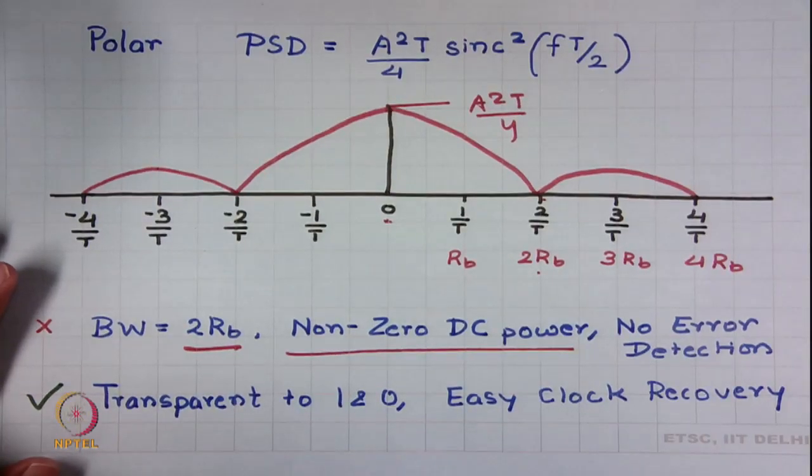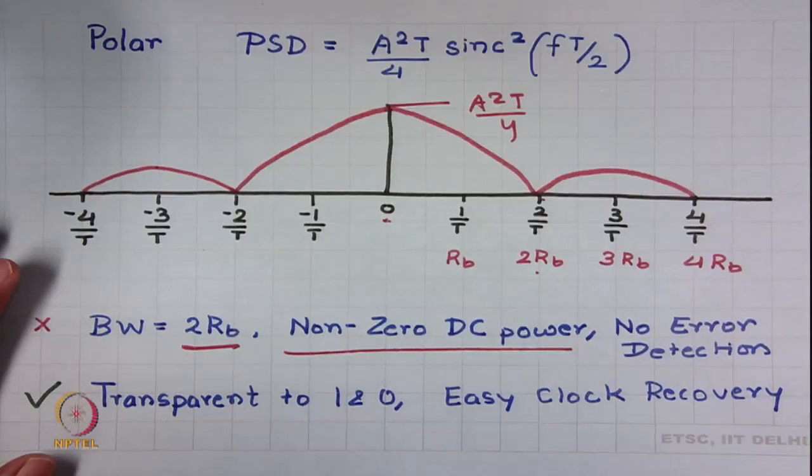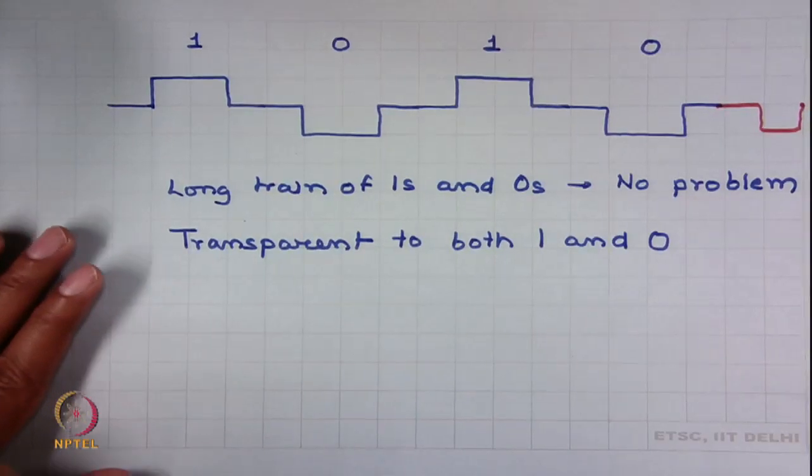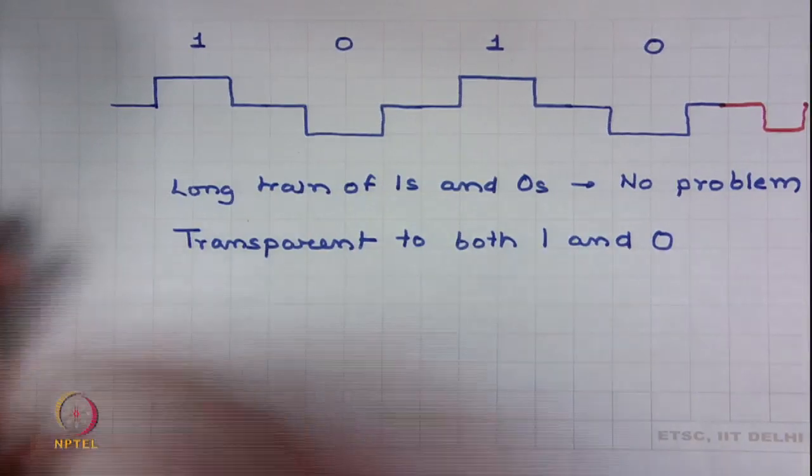A good point of this is that it is transparent to ones and zeros. Transparent to ones and zeros means that, suppose I come back to this diagram, if you have long trains of zeros, if you have zeros continuously, even then you would have transitions. If you have transitions, then it is easy to keep your receiver synchronized with the transmitter. So, for synchronization, it is important that your signaling mechanism is transparent to ones and zeros transmission. So, this is its advantage.